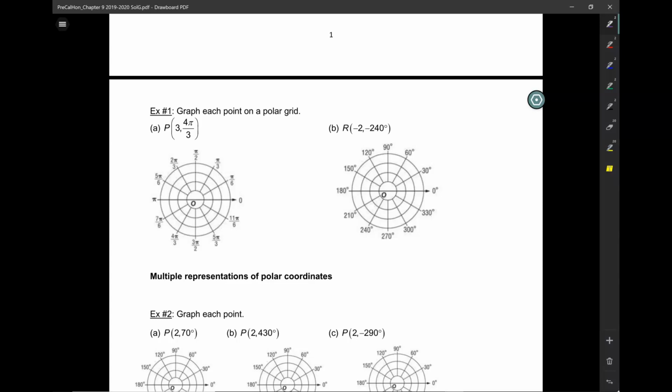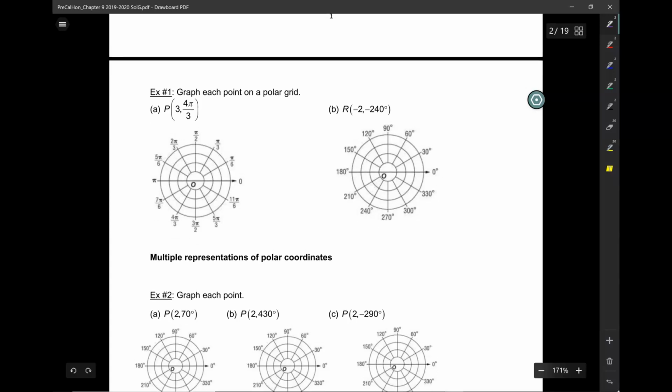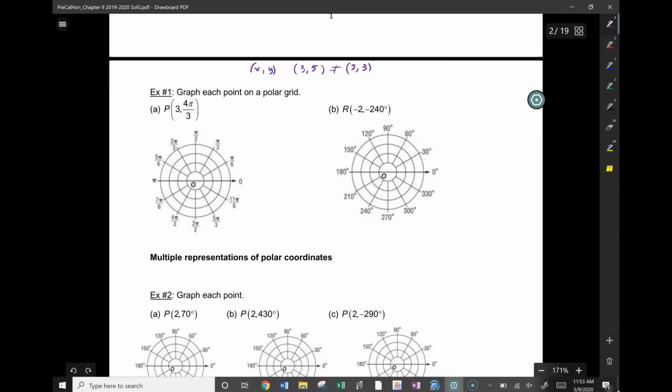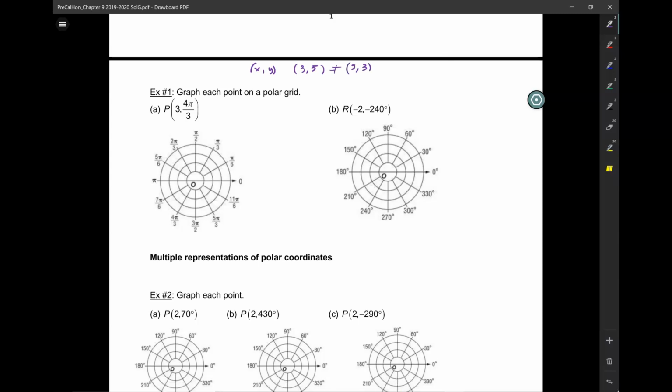So we are going to graph each point here on the polar grid. First I have 4 pi over 3. Just like it's always x comma y, if you have 3 comma 5, you can't write that as 5 comma 3. That's a whole different location. Same thing here, it's r comma theta. You can't reverse them. However, when I'm graphing, I like to do the theta first. If I were to graph 3 comma 5, it doesn't matter if I go up 5 first or over 3 first. I like to do the angle first.